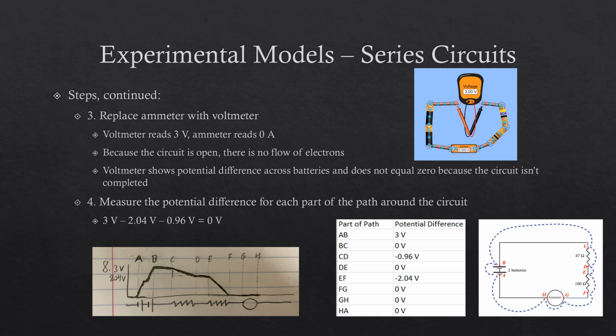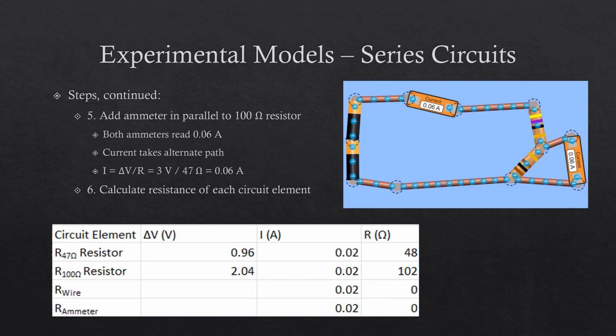I then measured the potential difference for each part of the path around the circuit using the diagram in the bottom right part of the slide. I measured potential differences for each segment along this, and I also created the graph at the bottom left corner of the slide showing how the potential difference changes as you go around the circuit.